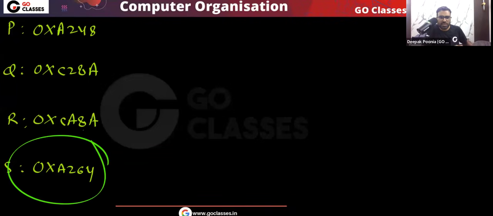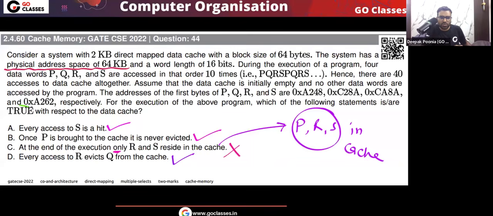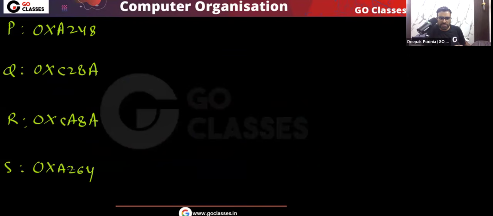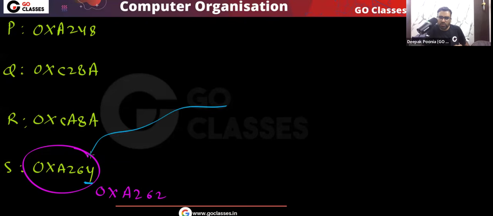Actually, we made a typo in S. You can see this S is given to you as 0x A262, but we have written 0x A264. So actually, it will be 0x A262. But don't worry, it is a good thing that we made the typo only in the offset. You can see this is part of the offset, right? The least significant 6 bits, that is the offset. So we made the mistake only in the offset. We did not make the mistake in the block number to which this S belongs, and also not in the line index to which it will map.